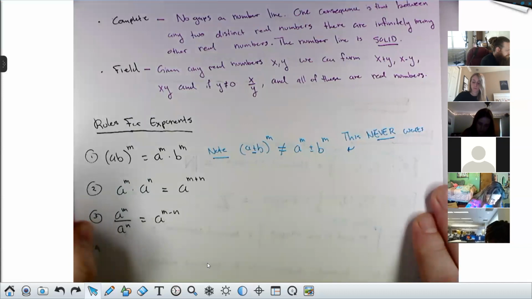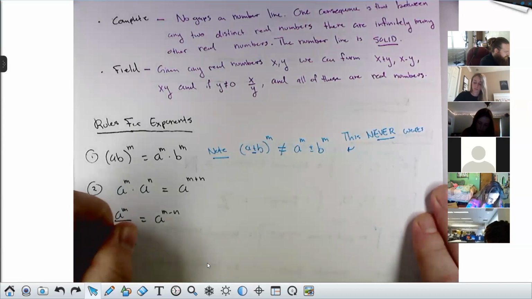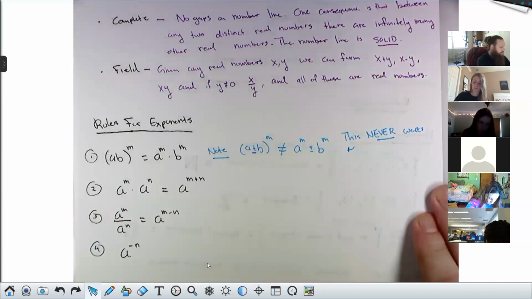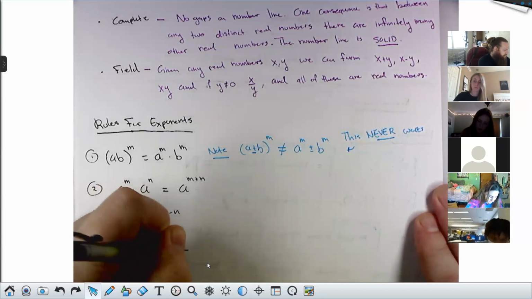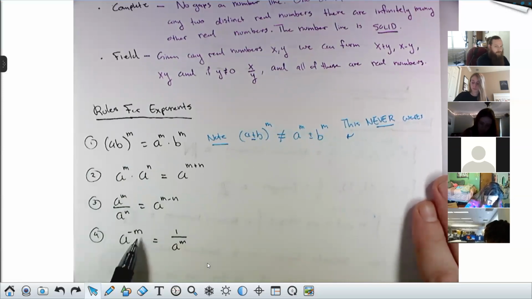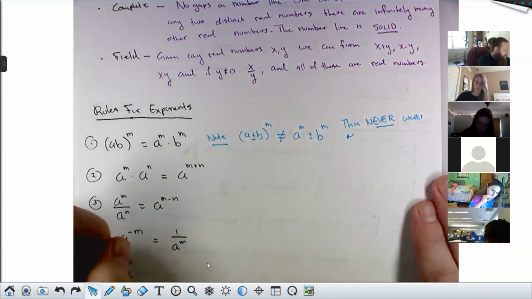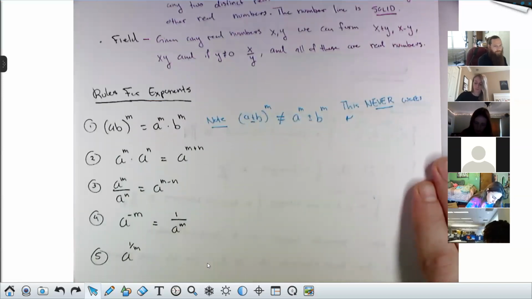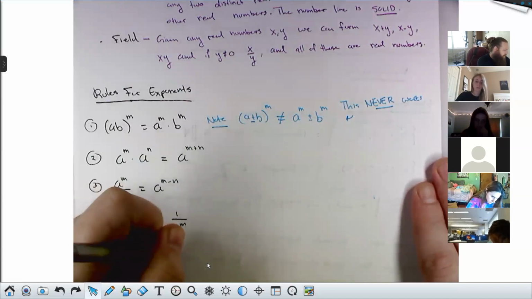Next, if I take something and raise it to a negative power, a to the negative m, then that's the same as the reciprocal of a raised to the positive m. And be careful with this, there are ways to get this wrong. This has nothing to do with the power being a fraction. However, if you do have a power which is a fraction like a to the 1 over m, that can also be interpreted as the mth root of a.